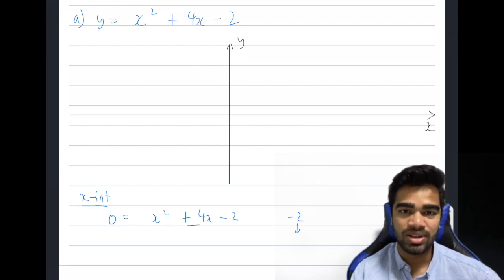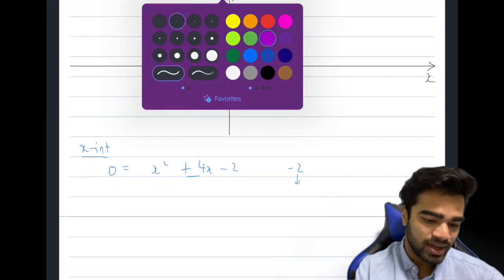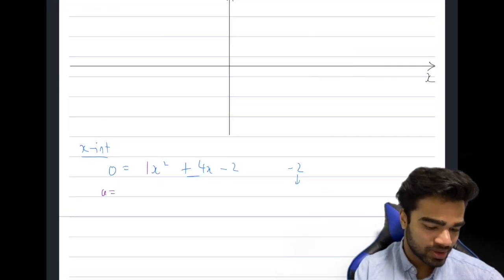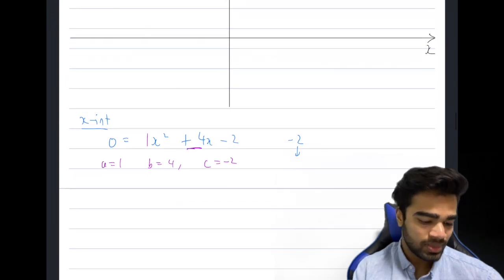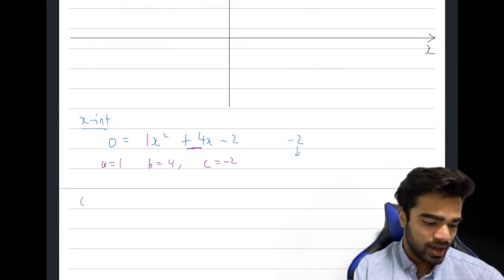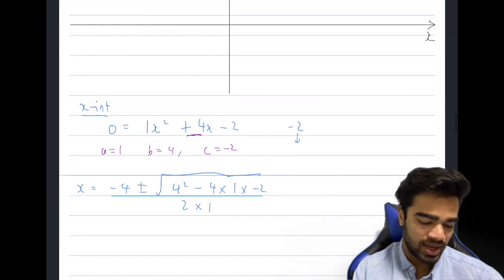There are no factors. So if there are no factors, how do you find x-intercepts? What we've been doing this whole lesson is just to use the quadratic formula. So here's the quadratic formula. What is a? A is 1, because there's no number in front of x squared. B is 4, and c equals negative 2. So x equals negative b, so negative 4, plus or minus the square root of b squared, so 4 squared, minus 4 times a, which is 1, times c, which is negative 2, all divided by 2 times a, which is 1.